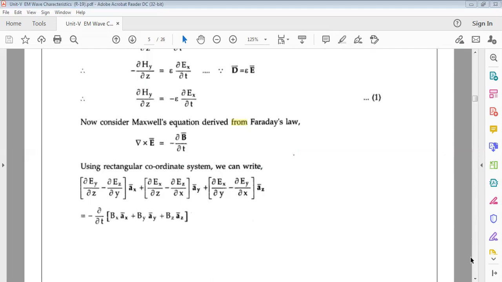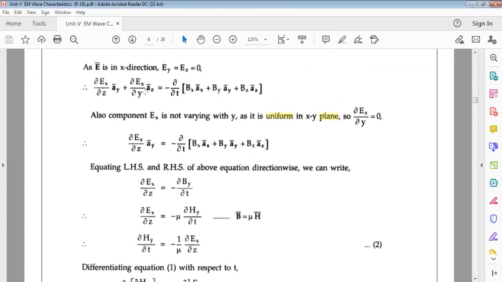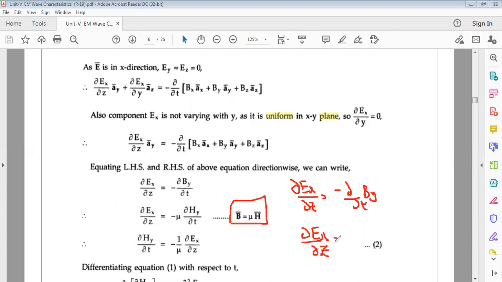So now, in the right hand side, comparing only the By term here, minus dou by dou t of By and dou Ex by dou z. Both are in the y direction. Got it? So finally, we got dou Ex by dou z is equal to minus dou by dou t of By. Now the B term, you can replace with the H term with the relation B bar is equal to mu into H bar. So dou Ex by dou z, see here also with respect to z only, the term we have is minus mu into dou Hy by dou t. Got it, my sir?